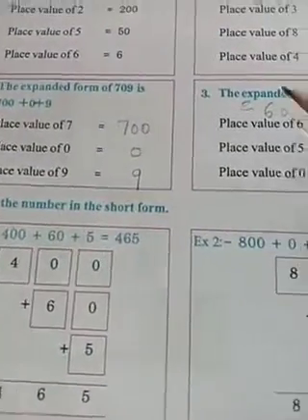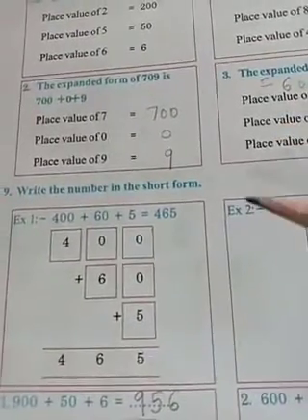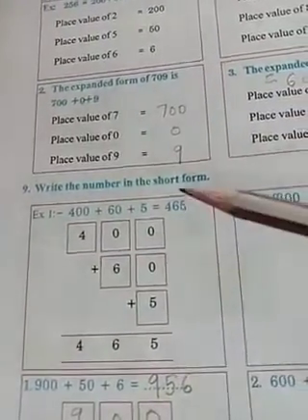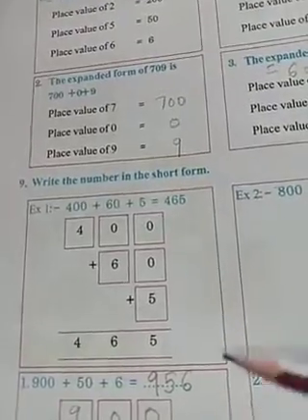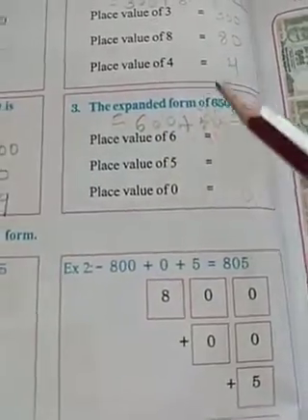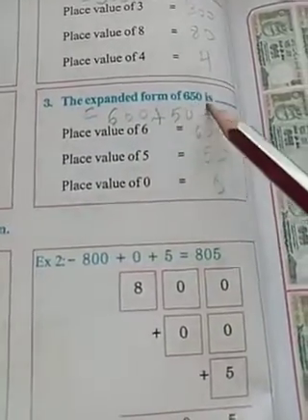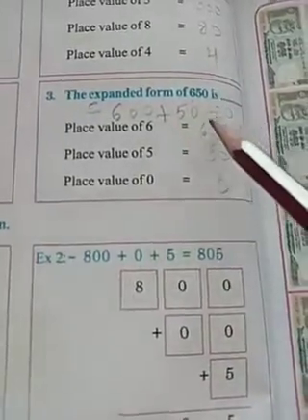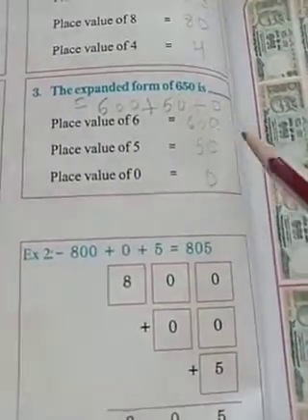So learn this spelling also, and how to write expanded form. And short form is also there. The number in the short form. See here, expanded, spelling E-X-P-A-N-D-E-D, expanded form. 650 is 600 plus 50 plus 0. Just like that you write.